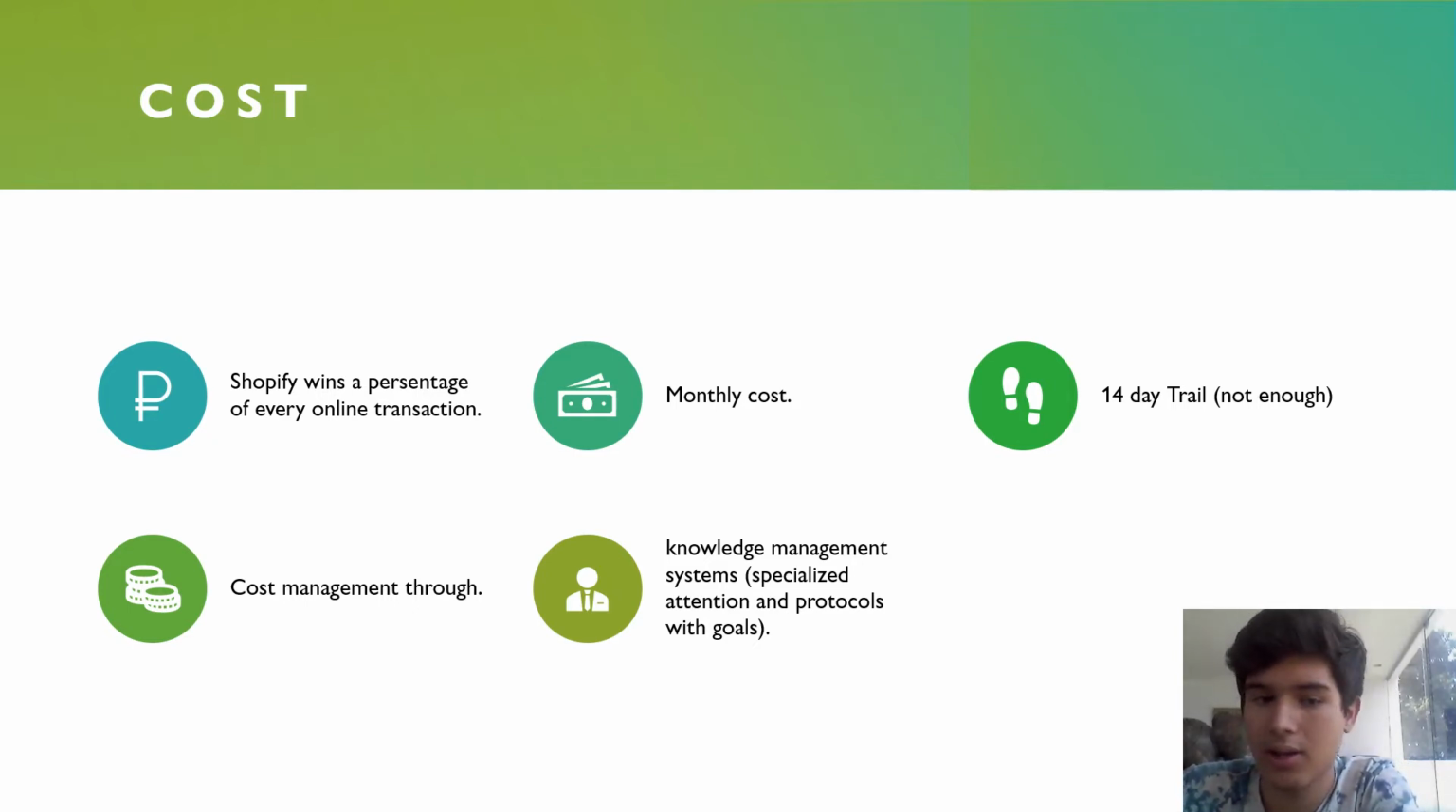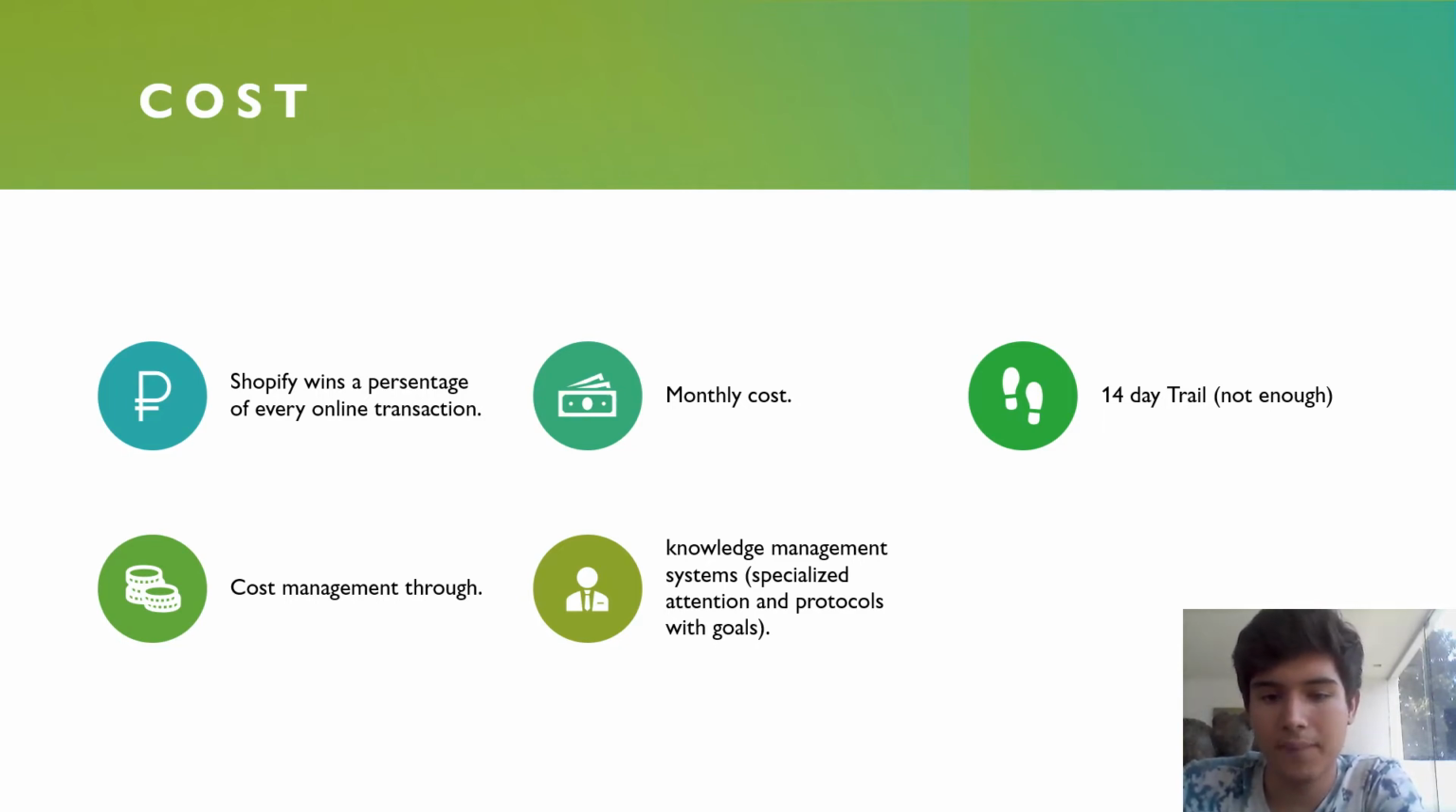There is a monthly cost, and there should still be, but it should be better managed, and we will speak about this further. A 14-day trial is not enough, so the cost management.